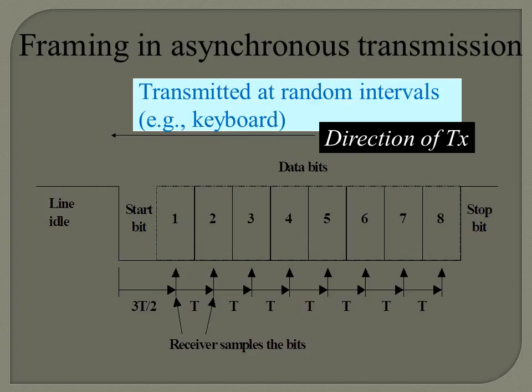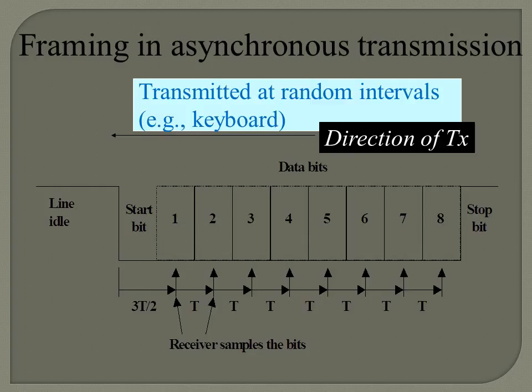So for instance, let's say the line was idle, and an idle line is indicated by a high level signal, and a start bit which indicates the beginning of a character of data is indicated by a low level signal. So now you can see that before the data bits are being transmitted, you first have a start bit. Now the start bit may be of a different duration than a data bit. In this case, we have used a 1.5 bit duration. You can see this is 3t by 2, where the bit durations are all t.